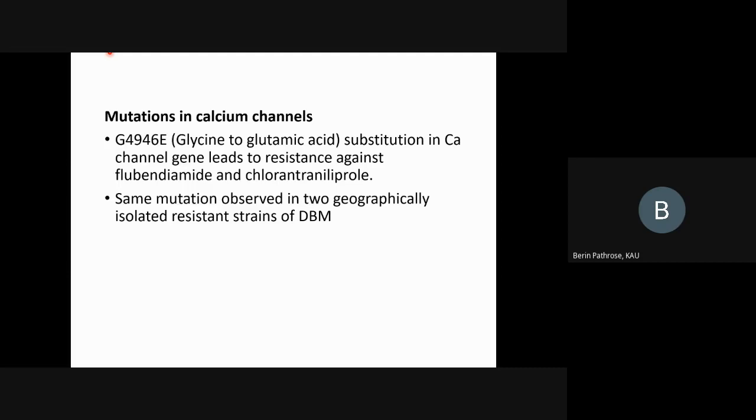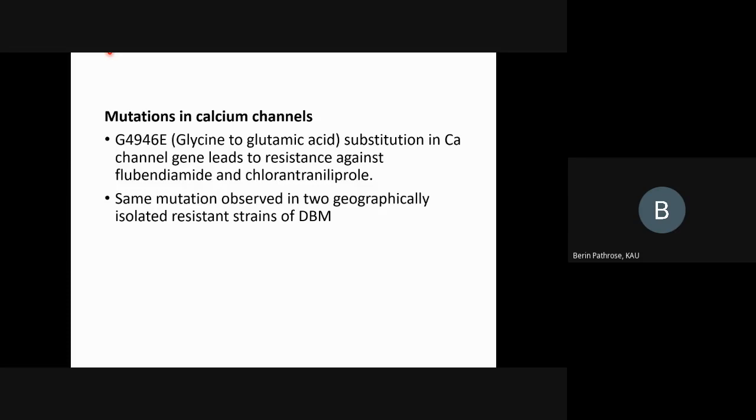Okay, fine. They observed this mutation from one location, I think from the US or somewhere, and this same point mutation they observed from another location contributing to resistance to chlorantraniliprole. So that means diamondback moth in two different geographical locations. I think these two locations are in two different continents. I forgot the exact locations. I have that paper, but I forgot the exact location. Actually, these two locations are from two different continents itself.